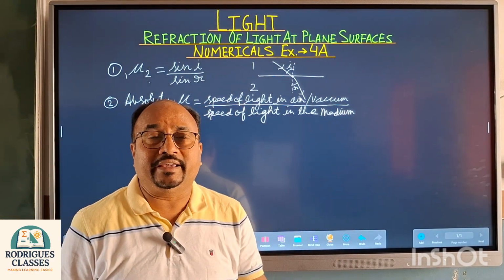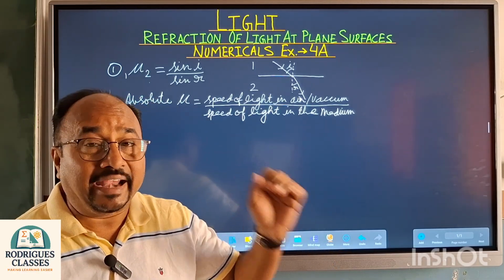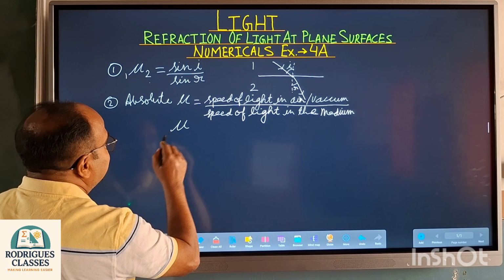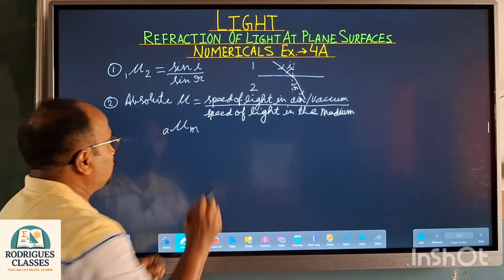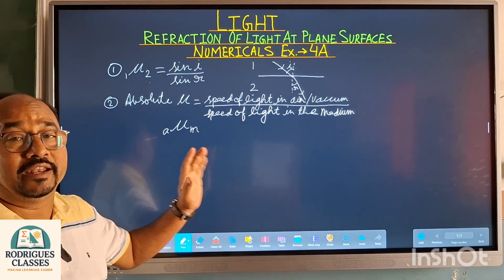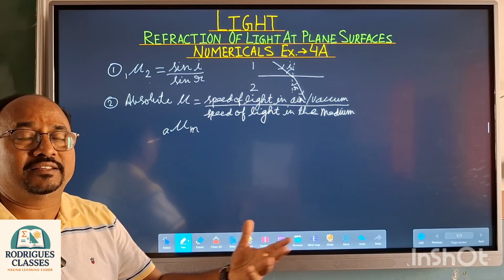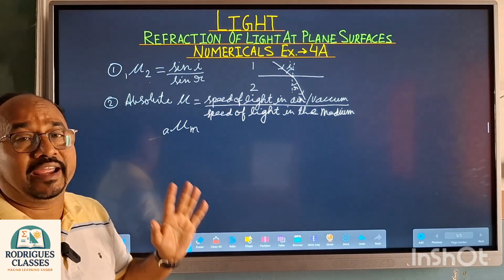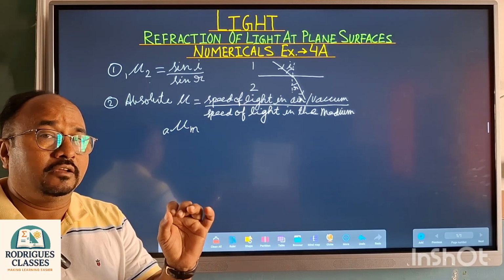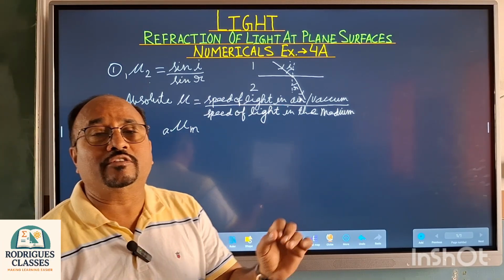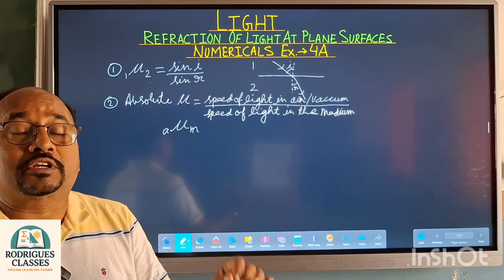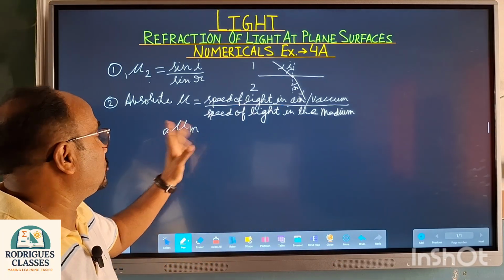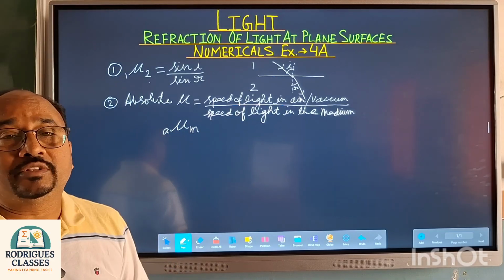So if I take a case that the light is going from air to any medium, I will replace this like this. It means the light ray is going from air to any medium. That medium could be glass, water. So the light ray is traveling from air to that medium. When we read it, it will be read as the refractive index of the medium compared to air, meaning the refractive index of that medium compared to that air.